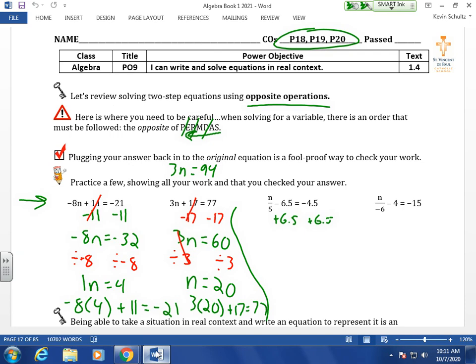Negative 6.5 plus 6.5? 0. They cancel out. Okay? So now we've got n divided by 5. What's negative 4.5 plus 6.5? Positive 2. Okay? So we have n divided by 5 equals 2, or some number divided by 5 gives us 2.